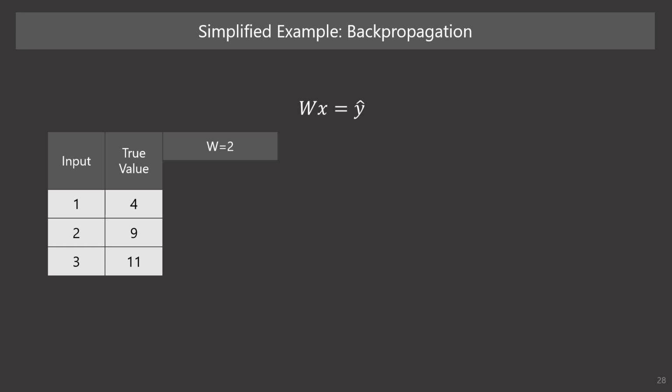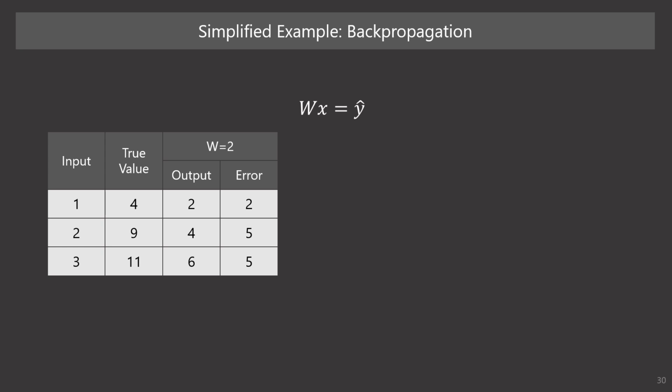First, let's set the weight randomly. Let's set it to 2. By multiplying 2 with the input values, we get these output values. Then, compare them with the true values and compute the errors. Then, sum up these errors. It is 12. This is the error to be minimized.